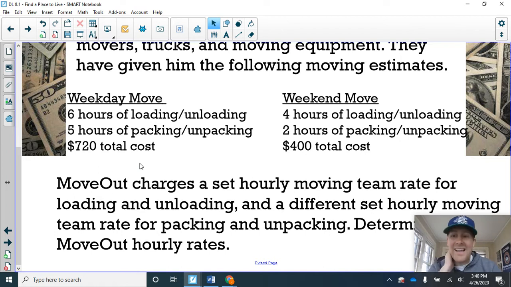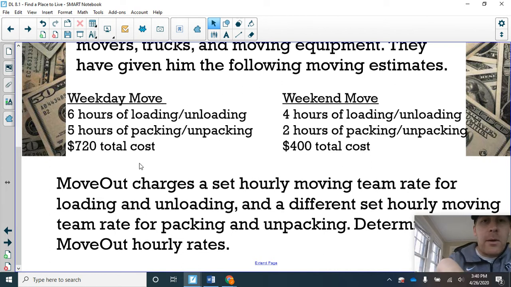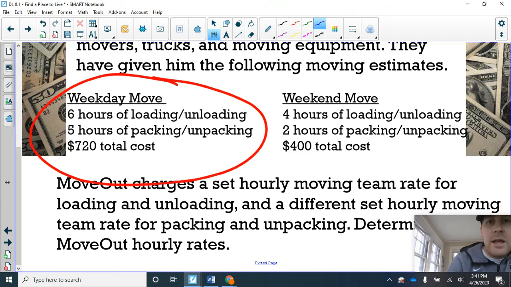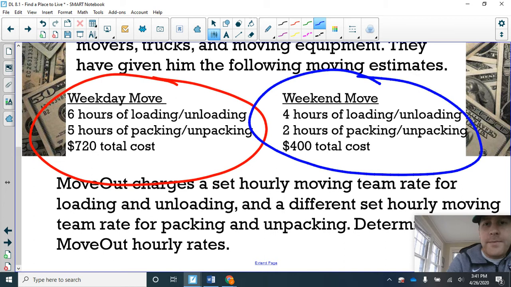All right, a lot going on here. But again, I want you guys to focus your attention on the rates that we were given. Look at what we have for weekday. That's really important. And what we have for weekend. And that's really going to be the basis of what our equations end up being.